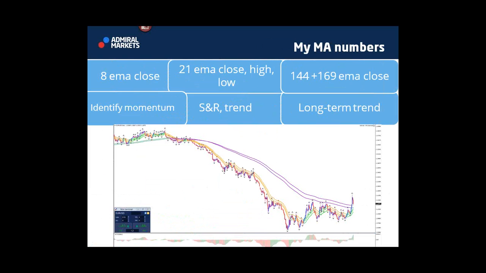So here we go. First of all, though, my EMA numbers, to be specific. I use the 8 EMA close to show momentum. I use 21 EMA close, high, low for support and resistance and showing the trend. That's this orange band that you see here. That band is created by the fact that I use close, high, and low. And the band shows a zone of moving averages rather than one point. I like to use a zone because it shows more accurately, I think, where that zone can be.